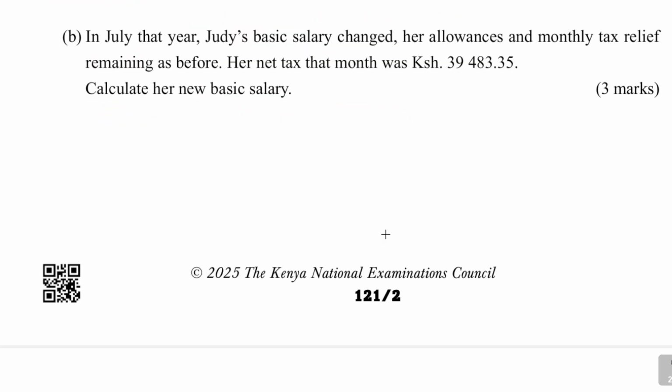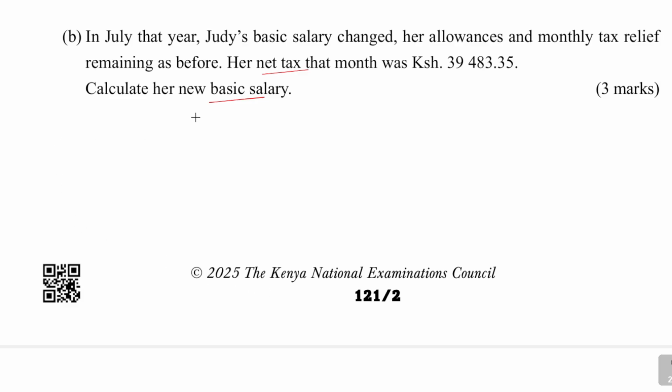We go to part B. In July that year, Judy's basic salary changed, her allowances and monthly tax relief remaining as before. Her net tax that month was 39,483 and 35 cents. Calculate her new basic salary. We need to get the new basic salary. What you're given here is the net tax, so we will do some form of backward taxation, from the net tax until we go back and get the basic salary.